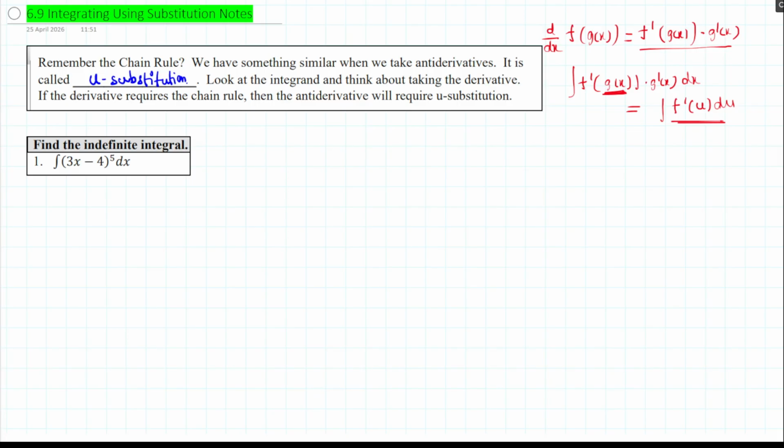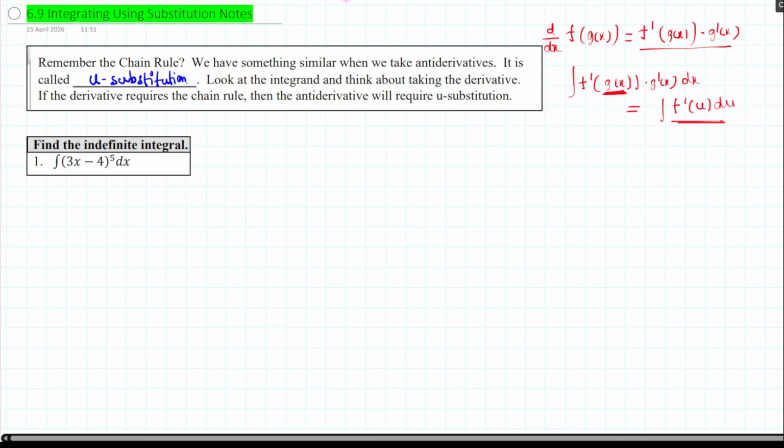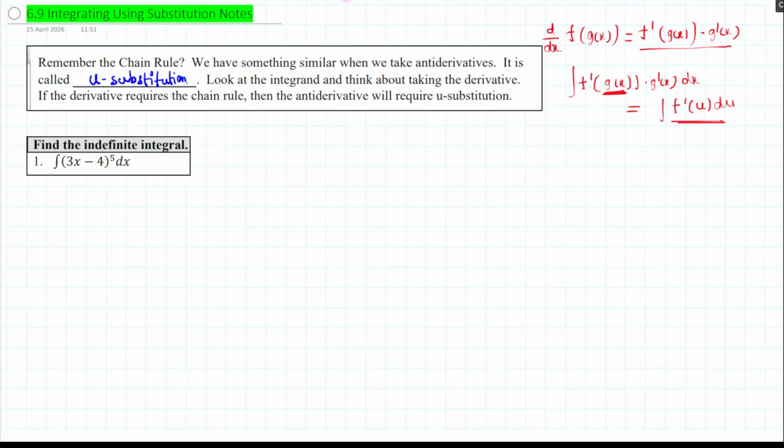Let's see. Remember the chain rule? We have the derivative d over dx of a composite function f of g of x. You can see there is an outer function and an inner function. To find the derivative we use the chain rule: we take the derivative of the outer function, then the derivative of the inner function, and multiply. So we get the derivative of this composite function.